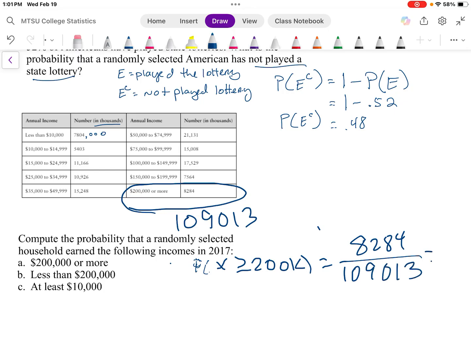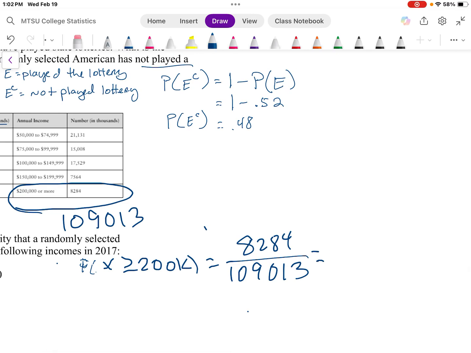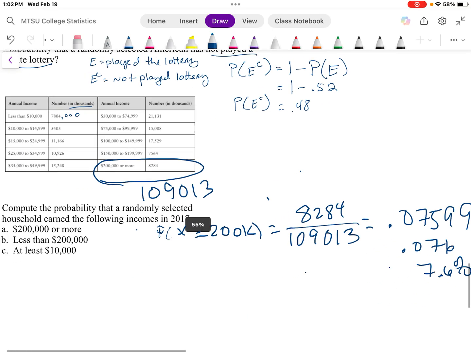So 109,013. And now we go over here and ask, what is 8284 divided by 109,013? So the probability of randomly selecting a person that makes 200,000 or more is 0.07599. Again, that would be basically 0.076 because we would round to the fourth decimal, and so it's about a 7.6% chance that a randomly selected person makes 200,000 or more, or a household does.